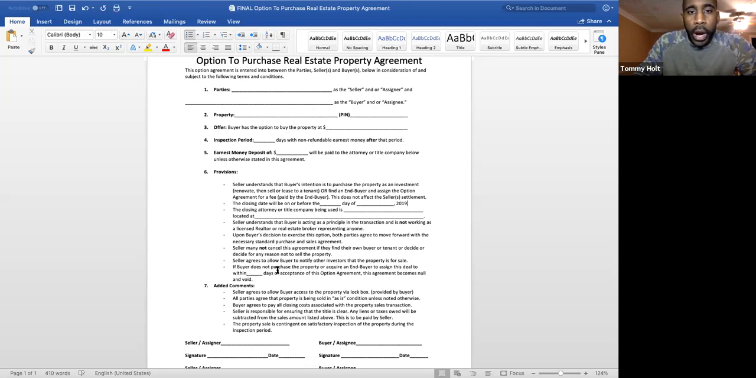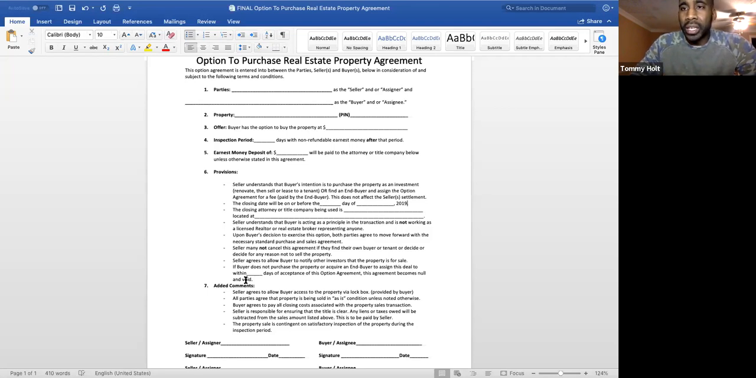Okay. If buyer does not purchase the property, this is one that you really have to kind of lean into a little bit. All right. Listen, Matt, if the buyer, this next one is real simple. If the buyer does not purchase the property or acquire an end buyer to assign this deal, here's the good news. Within 30 days, guess what? This property is basically going to go back to you, right? So there's no way I can take this property from you unless you get paid, all right?